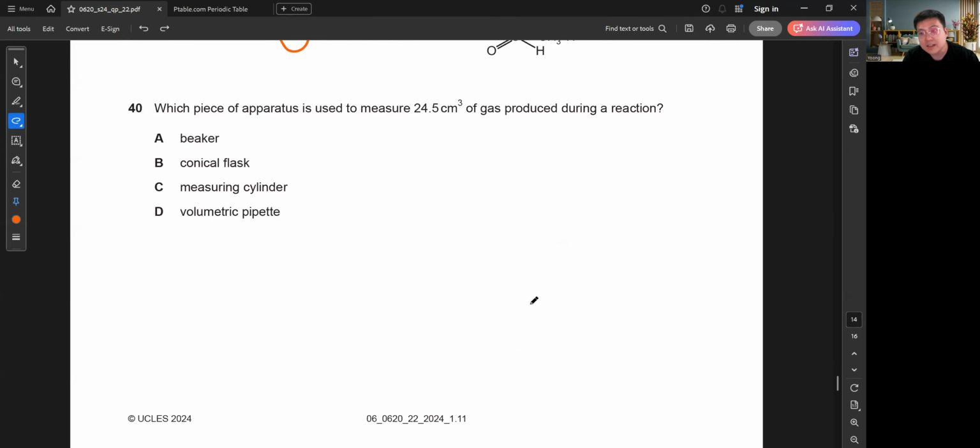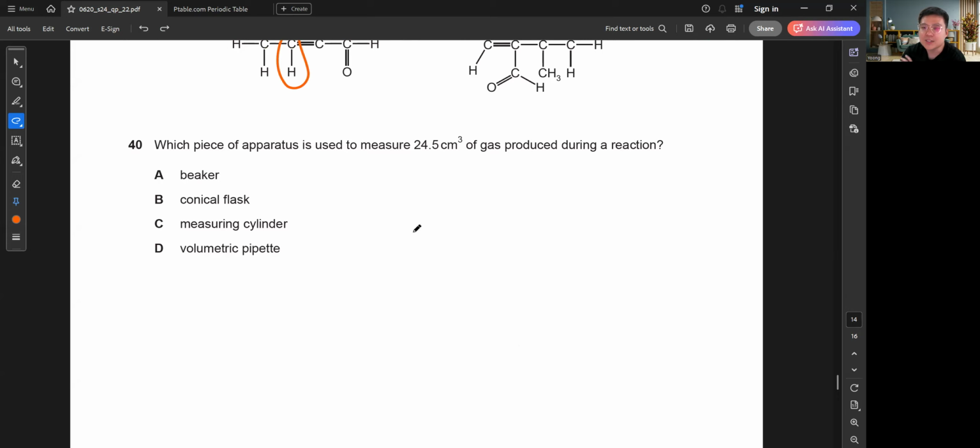Okay, so number 39 is C. And the last question: which piece of apparatus is used to measure 4.5 cm cube of gas produced during a reaction? So this one, you have to memorize all the different apparatus we have in the lab. The easiest, I think, definitely not pipette, because pipette is used to measure liquid. Conical flask will not be able to do it because conical flask is distinct. No. So the only one that can be used to measure gas is actually the measuring cylinder.